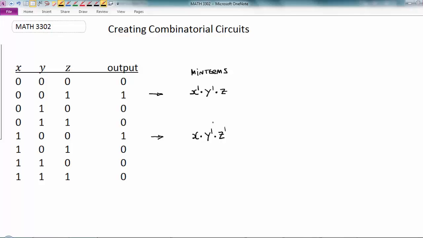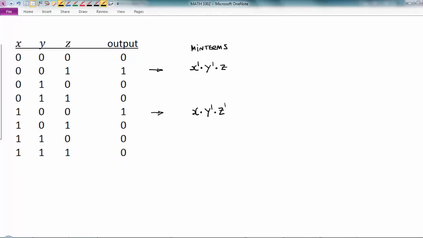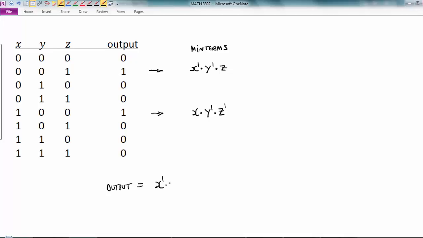Now combining these 2 terms with the OR gate, then we have our complete Boolean expression. So the output will simply be x prime and y prime and z, or x and y prime and z prime. And that is the Boolean expression for this Boolean function.